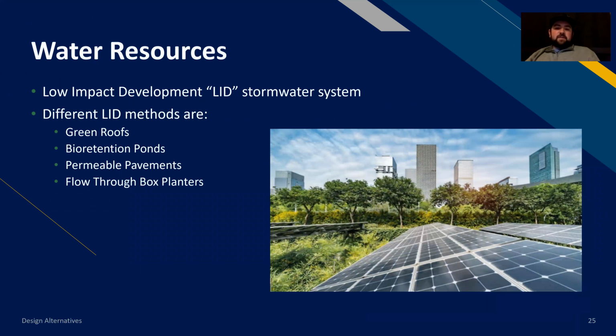The next alternative we're going to talk about are low impact development, or LID, stormwater systems. There are many different LID methods. The first one we're going to talk about is a green roof. This is a vegetation layer grown on a rooftop. Green roofs capture water when it rains, slowly releasing the water through evaporation and plant use.